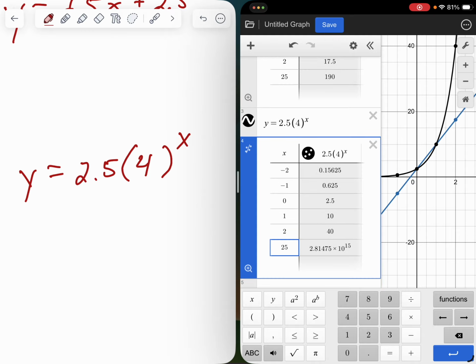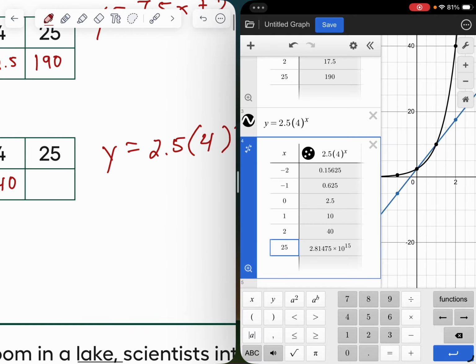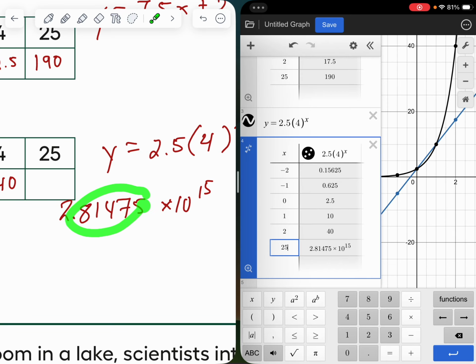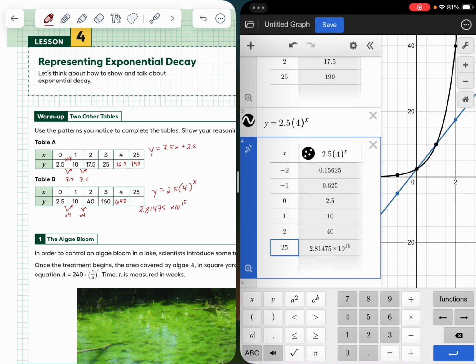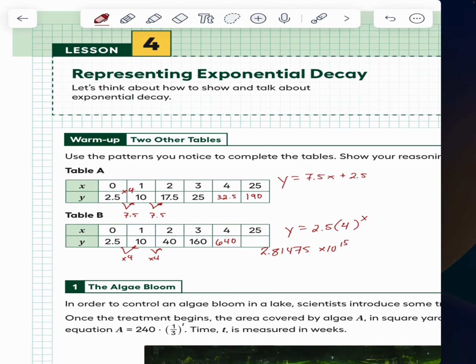And that is a massive number. 2.81475 times 10 to the 15th power. That means there are 15 spots after the 2. This is only 5 of them, so we could add in another 10 zeros. Okay? All right. So we've talked many a time about how that's going to work out, right?